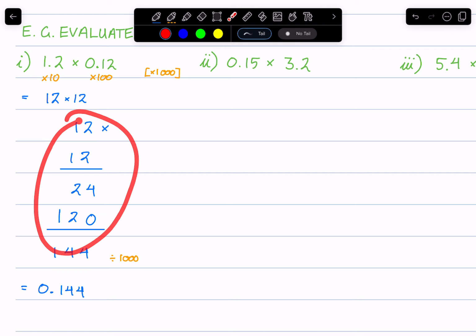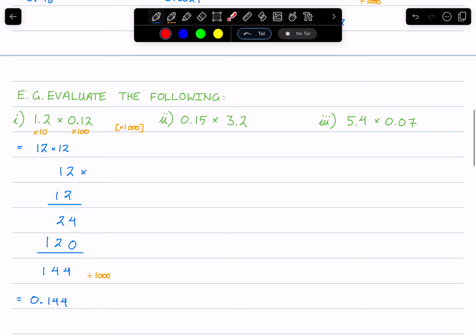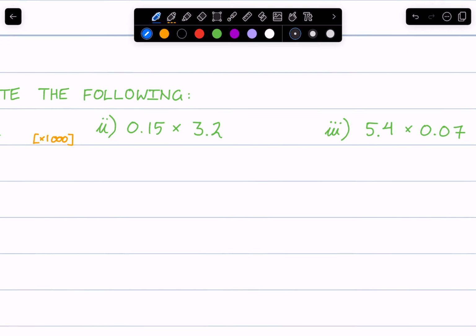So this is just the algorithm method. You can go ahead and try this yourselves. Let's just do this now with the next set of examples.